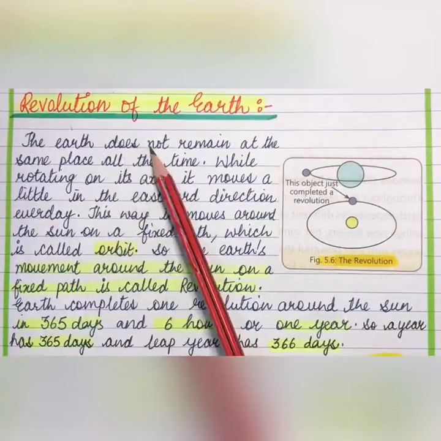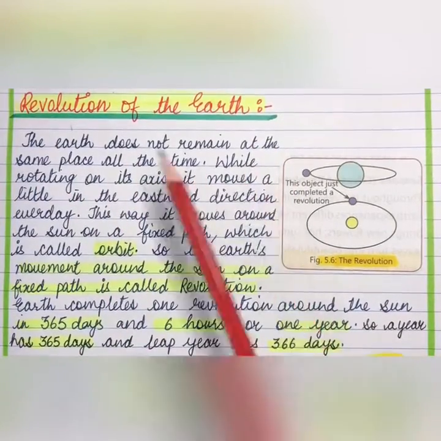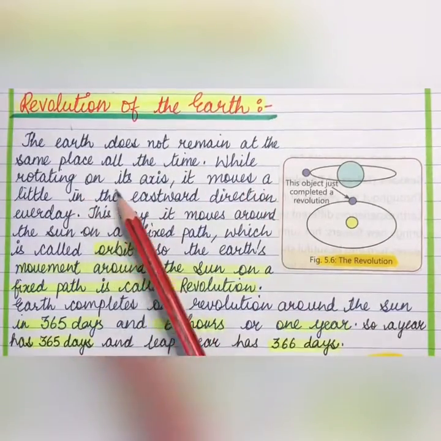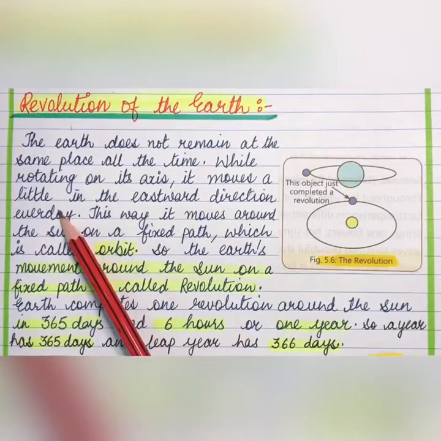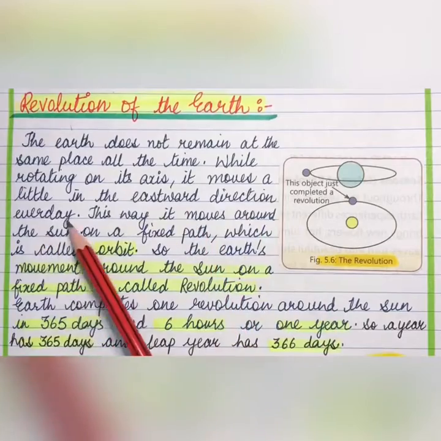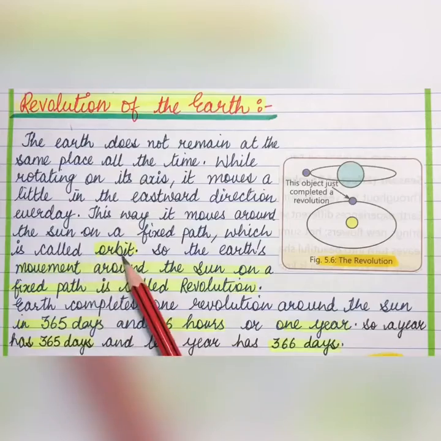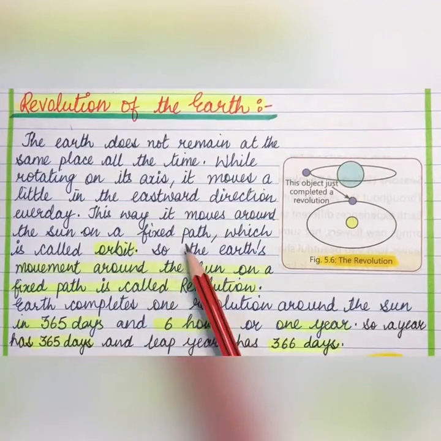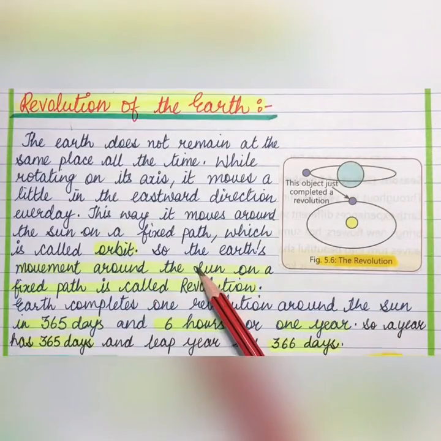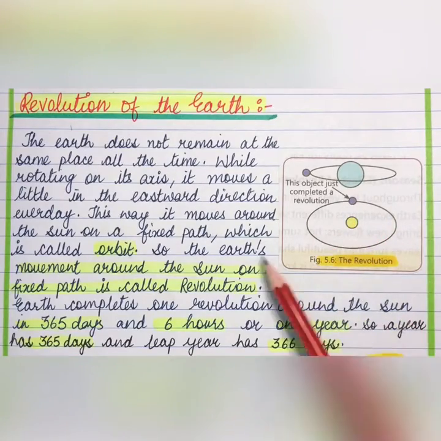The earth does not remain at the same place all the time. While rotating on its axis, it moves a little in the eastward direction every day. This way, it moves around the sun on a fixed path, which is called orbit. So, the Earth's movement around the Sun on a fixed path is called revolution.